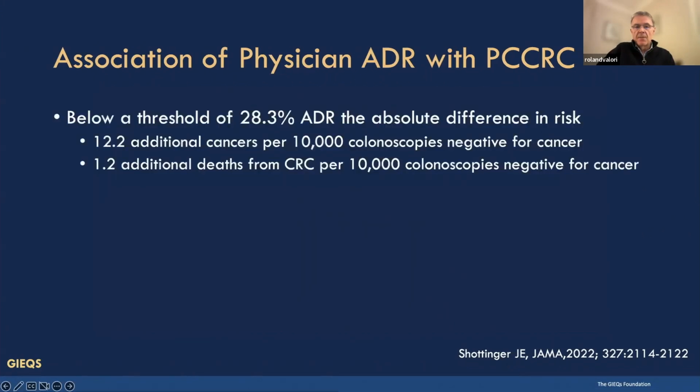Next slide, please. So this group worked out that for every 10,000 colonoscopies done, looking over a 7-year period after the colonoscopies, you would see 12 additional cancers in the group below the median. The median ADR in their study was 28.3%. If you looked at all the colonoscopists below the median, then in that group, for every 10,000 colonoscopies, they do 12 extra cancers, i.e. cancers not prevented. Next slide, please.